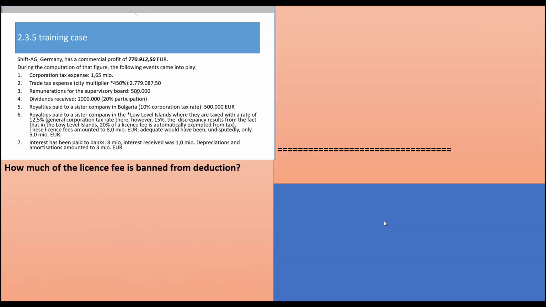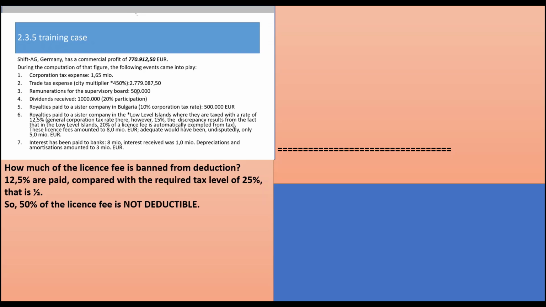So 4J applies. That means we have now to check how much from the license fee will not be accepted. Here you have to make that comparison between the tax burden which the German legislator wants to have, 25%, and the one which has been taken abroad, 12.5. The difference is 12.5. So 12.5 tax burden is missing. That is compared with the required 25%, exactly half. So half of the license fee will be declared as non-deductible under German law. So out of the 5 million, 2.5 million are non-deductible under 4J. Good. Now let's come to the last question.